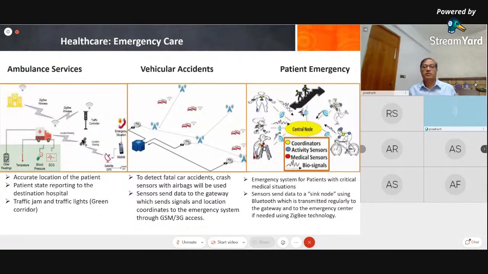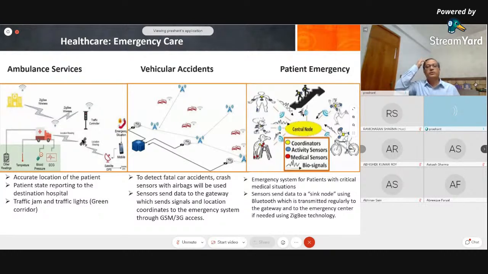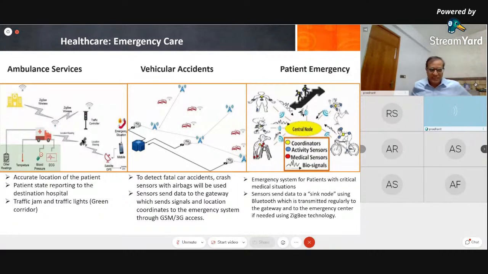Or maybe there's some accident. So it can reroute the way the ambulance reaches the hospital and helps in quickly providing treatment to the patient. The other kind of emergency we see is vehicular accidents on the road. We normally have airbags in our cars. So with the airbags, there can be a sensor which can detect a fatal accident and can send the data through GSM or through the internet to the hospitals or to the trauma hospitals, which later can take appropriate action.